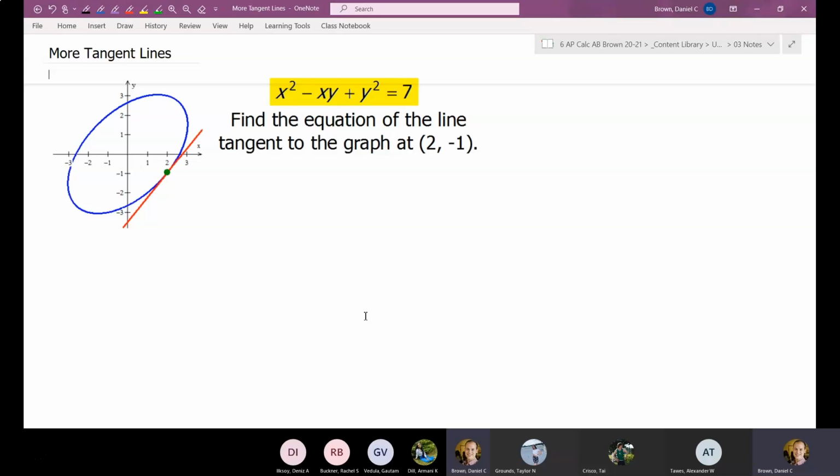Always differentiate both sides. But that 7 is a constant, so it's just going to go to 0. Okay. So this would just go to x times dy. And then basically when you solve for dy/dx, you'll get anything with a dy/dx on one side, and then everything else on the other side of the equal sign.